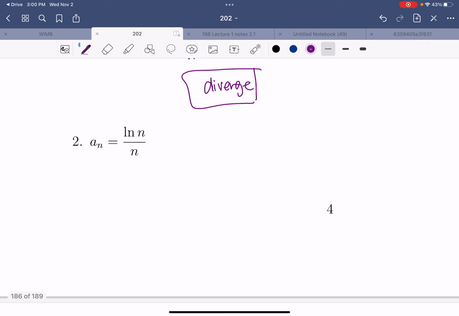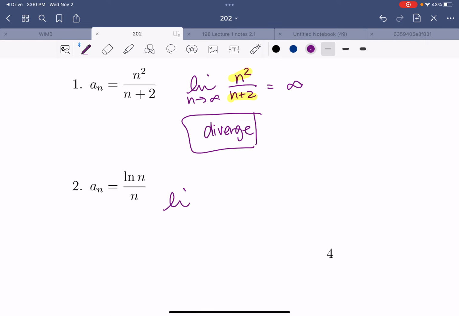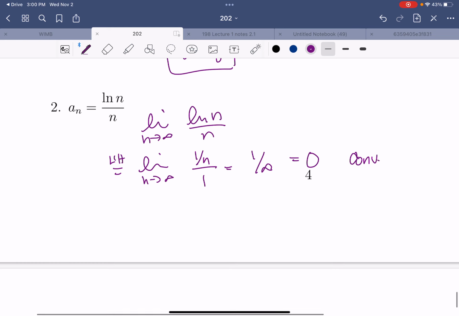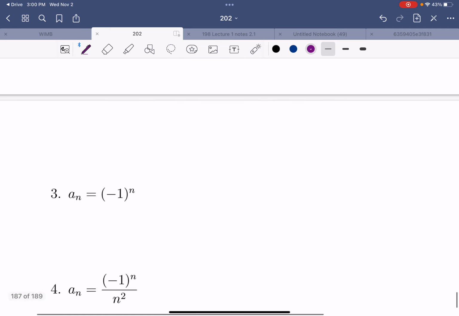Next, the limit as n goes to infinity of the natural log of n over n. This is also infinity over infinity, but we can pull out L'Hopital's rule, and we probably could have done that above as well. This is the limit as n goes to infinity, and you take the derivative, 1 over n over 1, and that's 1 over infinity, which is 0, so this one converges. So don't be afraid to use L'Hopital's rule.